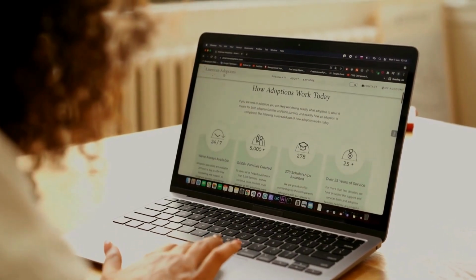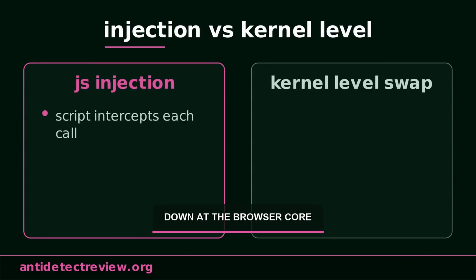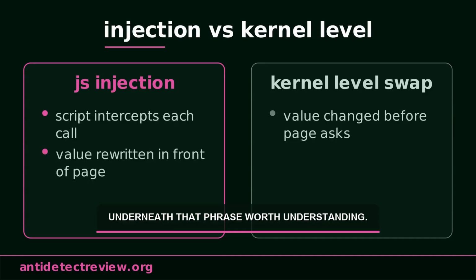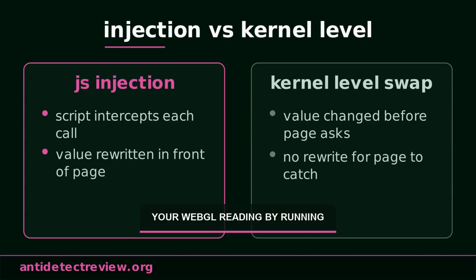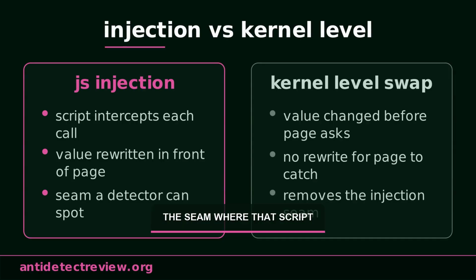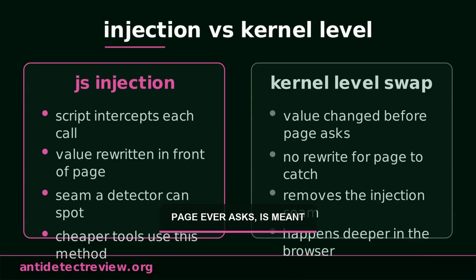The headline claim, the one that shows up in every thread, is that Octo substitutes fingerprint values down at the browser core rather than by injecting JavaScript over the top. And there is a real idea underneath that phrase worth understanding. A lot of the cheaper tools change your canvas or your WebGL reading by running a little script that intercepts the call and hands back a fake answer, and a sharp detector can sometimes notice the seam where that script sits, the fact that a value is being rewritten in front of it. Changing the value lower down, before the page ever asks, is meant to leave no such seam.